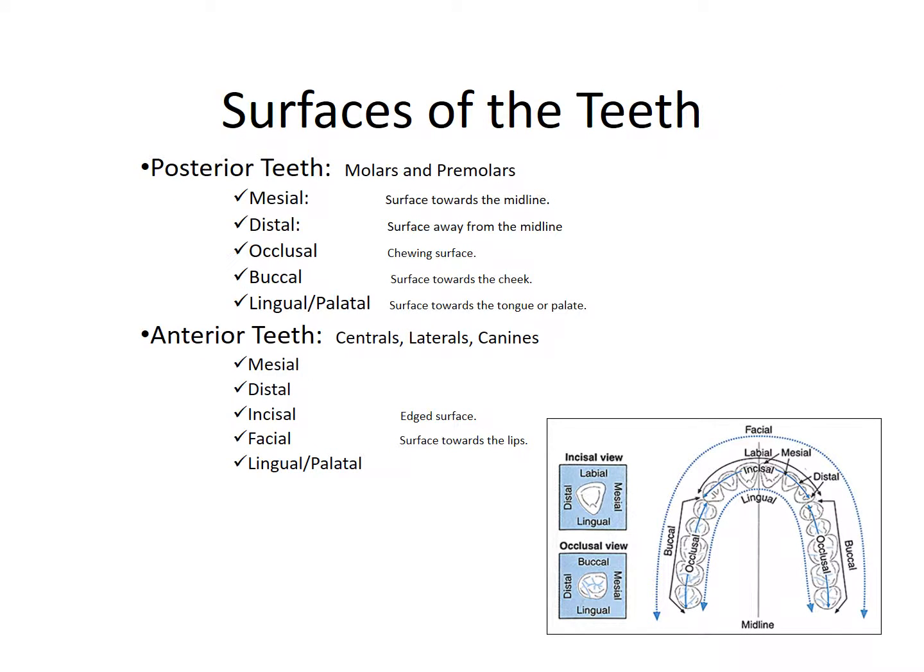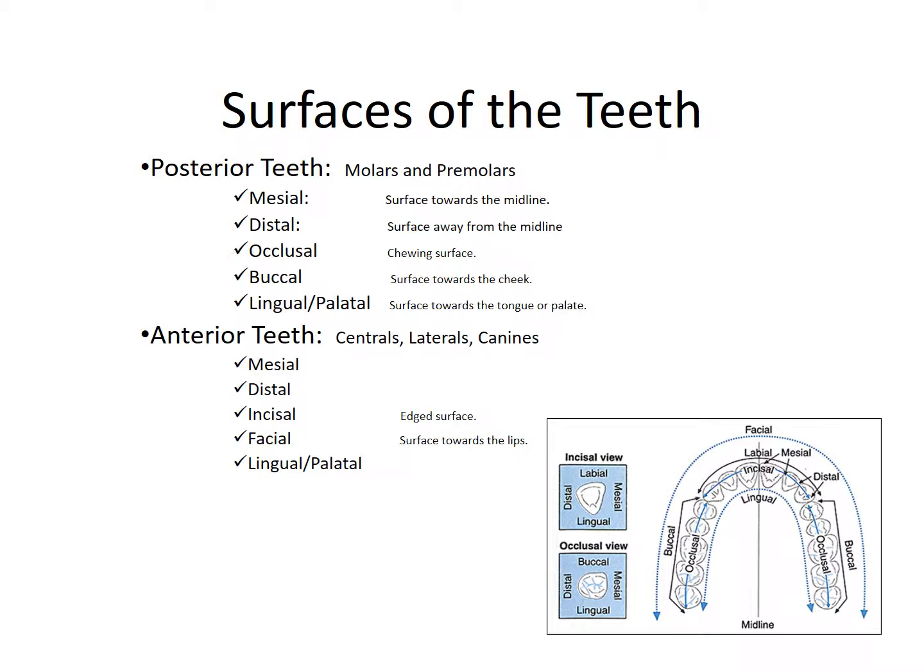In order to properly discuss dental decay, we must first outline the surfaces of the teeth. The posterior teeth, such as the molars and premolars, have a mesial surface, which is a surface towards the midline, a distal surface, which is a surface away from the midline, an occlusal chewing surface, a buccal surface, which is in contact with the cheek, a lingual, which is in contact with the tongue, or the palatal, which is a surface that is towards the palate.